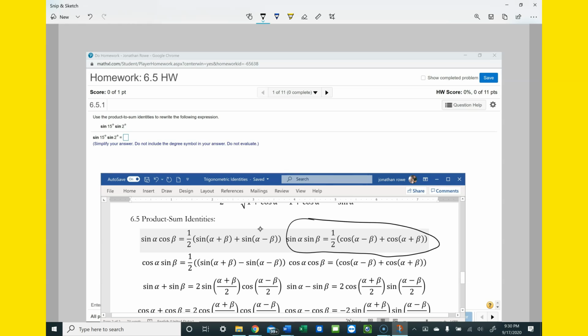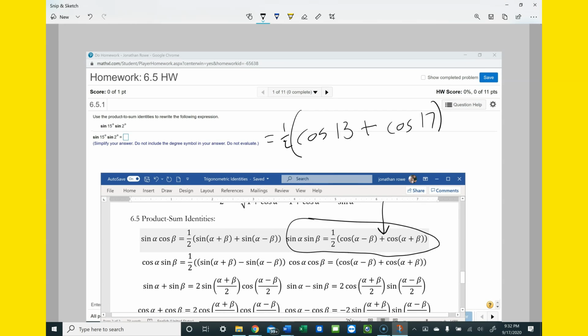So it's equal to 1/2 cosine of alpha minus beta. That's 15 minus 2, that's 13. Plus cosine of alpha plus beta, so that's 17. I think there may be a misprint right here when I typed all these up. I think that plus is supposed to be a minus. So this should be a minus right here, and I need to correct that on the identities sheet that I put on Moodle for you, and I will get that corrected and put up on Moodle tonight.